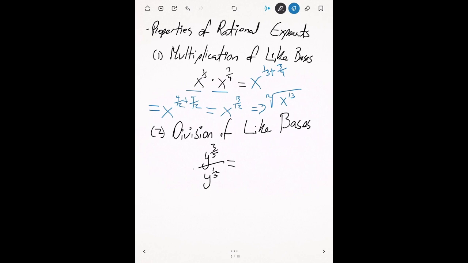Now, when it comes to the division of like bases, we're going to do the same thing that we did before. We're going to subtract the exponents. If you are dividing things that are the same base, all you have to do is subtract their exponents. So we end up with y to the 2/5 power. Take a sec, test yourself, see if you can convert this really quickly into radicals.